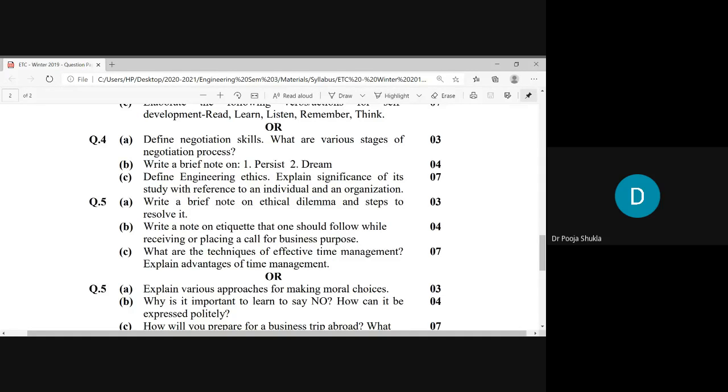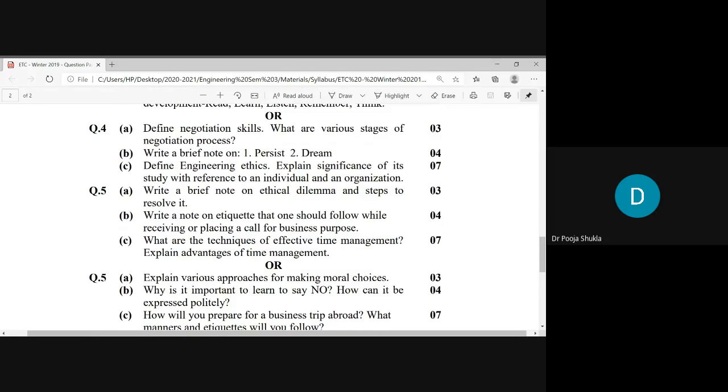Next, you have to write a brief note on persist and dream. Very simple, two verbs asked, 2 marks each. So you have to tailor it in that way. Next, define engineering ethics. Explain the significance of its study with reference to an individual and an organization.